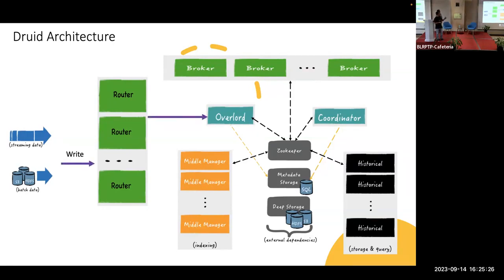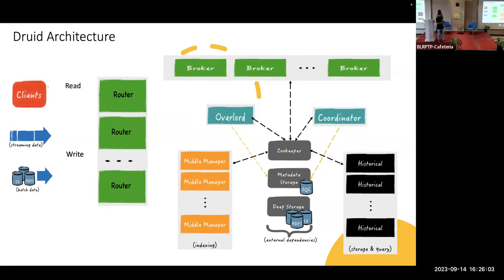It will send it to overlord, which will take the ingestion task. It will ask middle manager to execute that task, and middle manager will eventually spin up a peon process, which will execute that task, and the data will eventually be put by these peons on deep storage. And eventually, that new arrow is dotted because deep storage to historical will not go directly. It will go via coordinator.